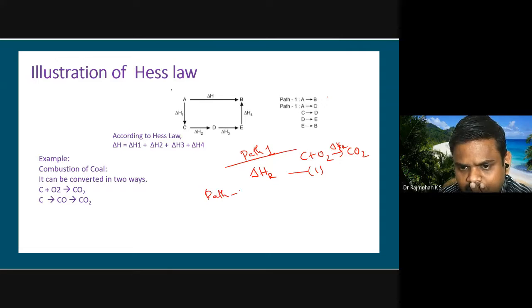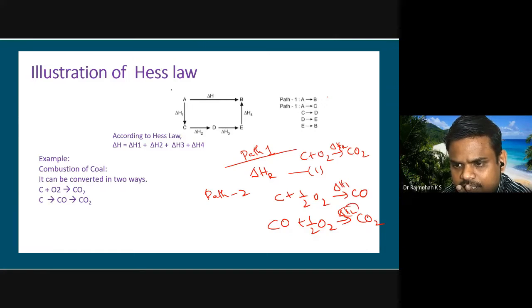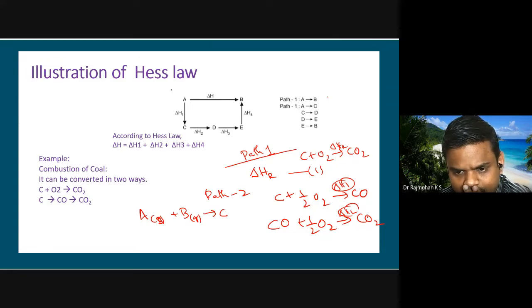If we follow the other path too, what happens is C plus half O2 gives CO, then CO reacts with another half O2 to form CO2. So we are going to have delta H1 here, delta H2 here. For this reaction, there will be a delta HR, right? Usually we write the heat of the reaction with the states, like solid plus B, a gas, will form C, a gas. So delta H1 we are going to have. Similarly for the second reaction, we are going to have delta H2.